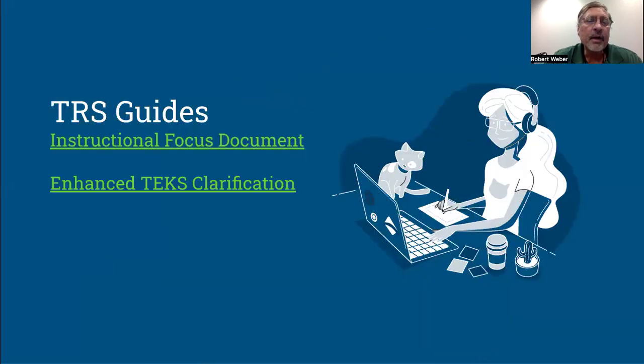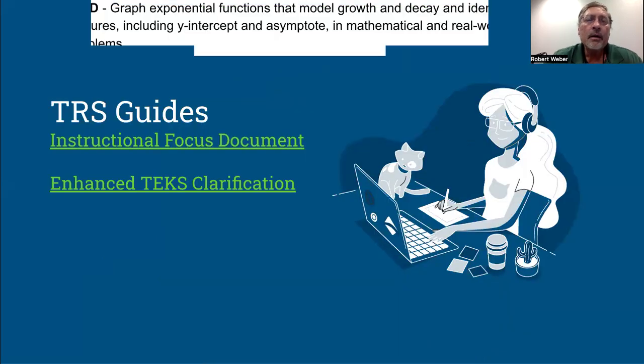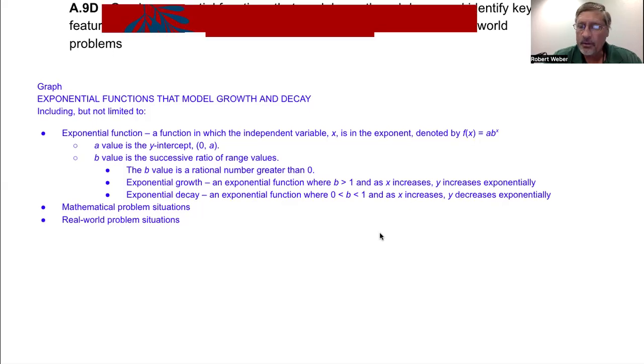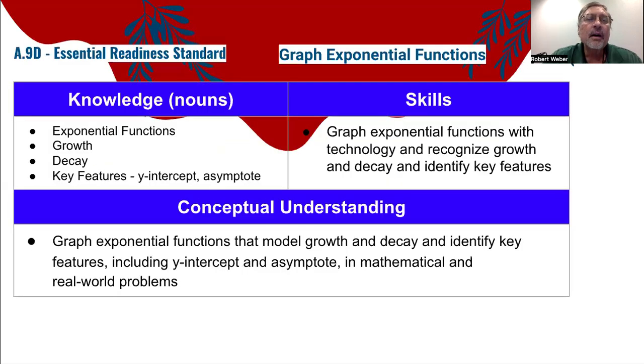TRS, of course, provides our guidelines. Oops, here we go. Sometimes this lags behind, and so I apologize. 9D, the essential readiness, graphing exponential functions, knowing growth, decay, knowing y-intercepts and asymptotes.